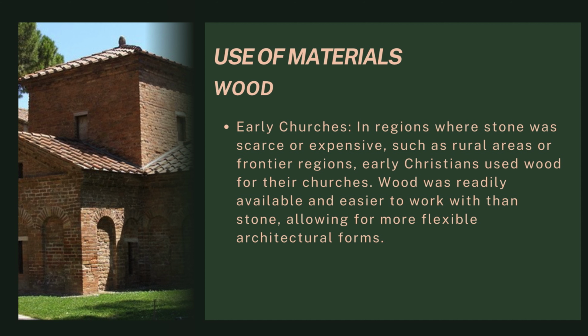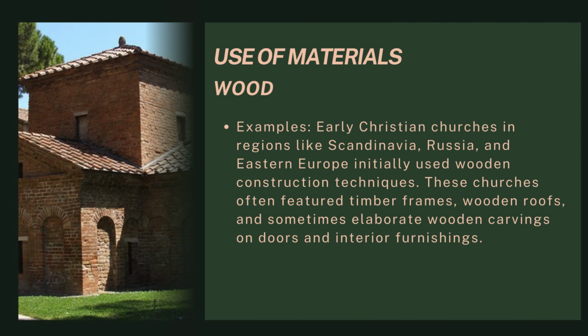In regions where stone was scarce or expensive, such as rural areas or frontier regions, early Christians used wood for their churches. Wood was readily available and easier to work with than the stone, allowing for more flexible architectural forms. Example: early Christian churches in regions like Scandinavia, Russia, and Eastern Europe initially used wooden construction techniques. These churches often feature timber frame, wooden roofs, and sometimes elaborate wooden carvings on doors and interior furnishings.